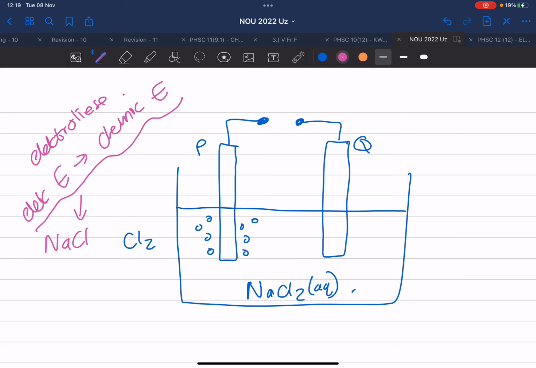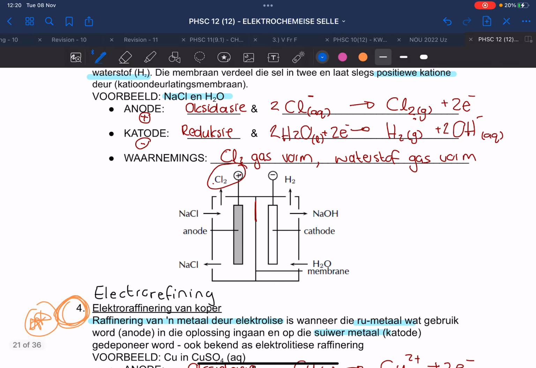Okay, they could also have said instead of saying sodium chloride, they could have said the electrolysis of brine in Engels, Afrikaans van pekelwater. Okay, if they say the electrolysis of brine of pekelwater, daarom is dit ook 'n klok in jou kop gelyk, want dit is een van die voorbeelde wat jy moet ken. Okay, so gaan gou terug na jou voorbeeld toe van na hierdie ene.